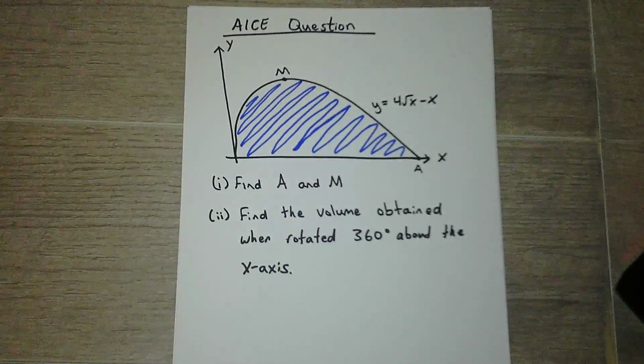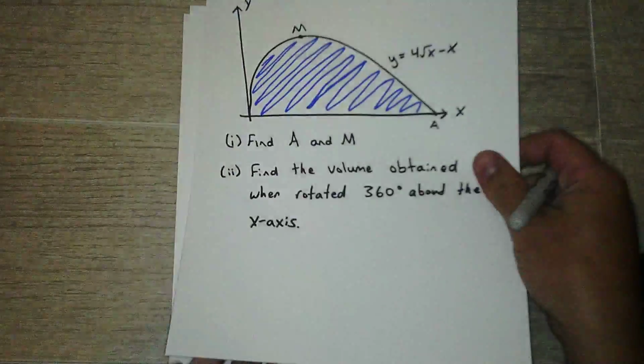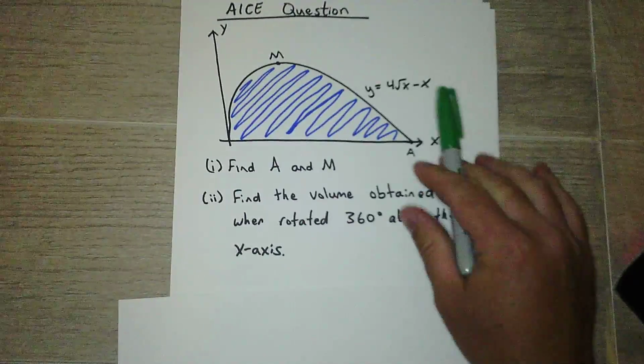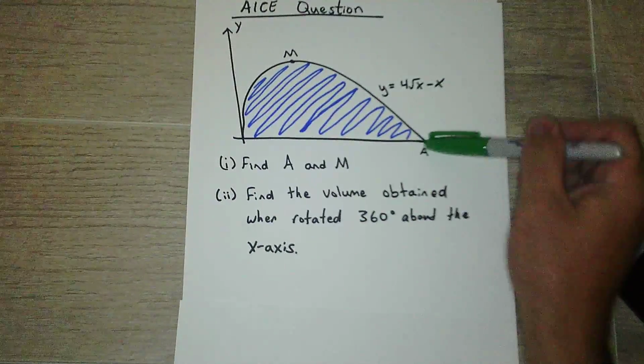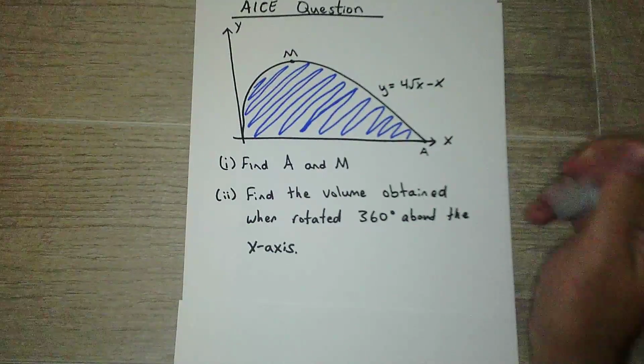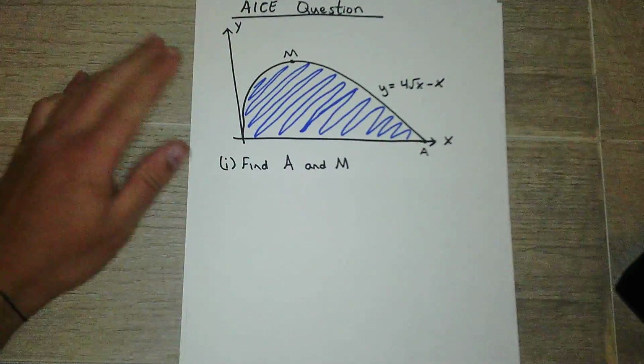Let's see. Okay, so this was kind of like the question I gave you for your assignment the other day. So we have a curve given by this equation. Find the coordinates for A and M, and then find the volume obtained when we rotate it 360 degrees. Alright, so find A and M.